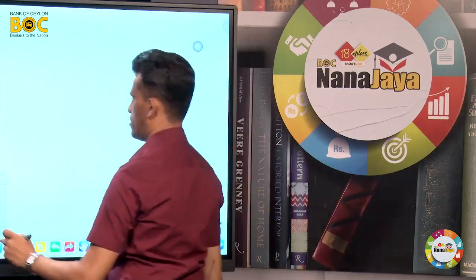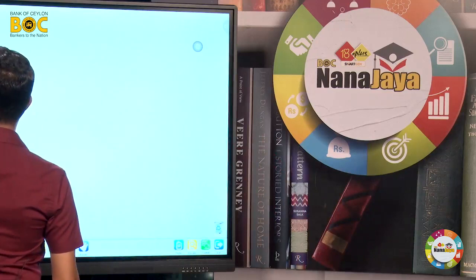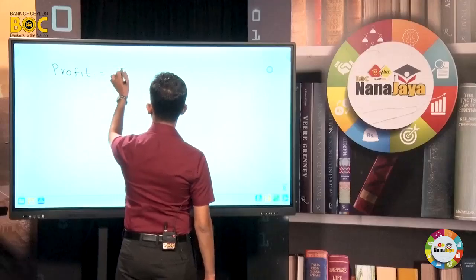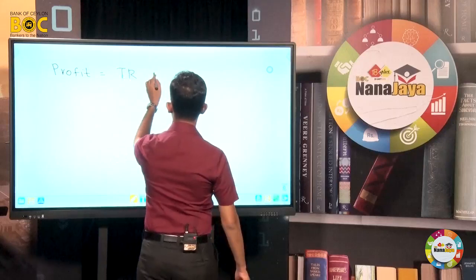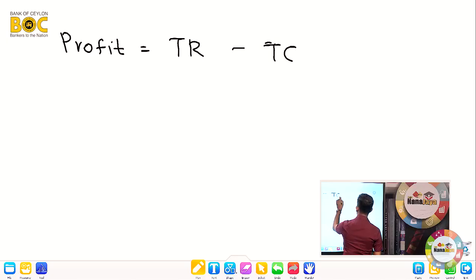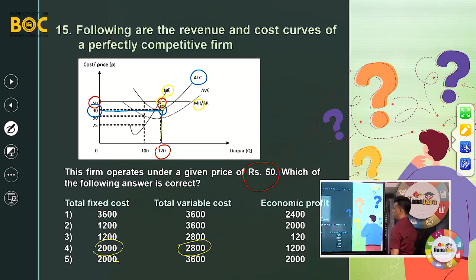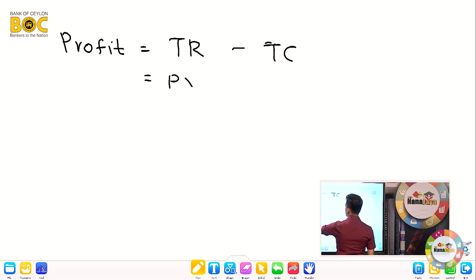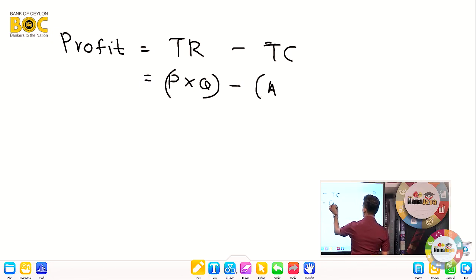Profit should be calculated by deducting the total cost from the total revenue. But in this diagram, we don't have the total cost and total revenue information. So therefore, we can calculate the total revenue by multiplying price by quantity. Also, we can calculate total cost by multiplying average total cost by the quantity.